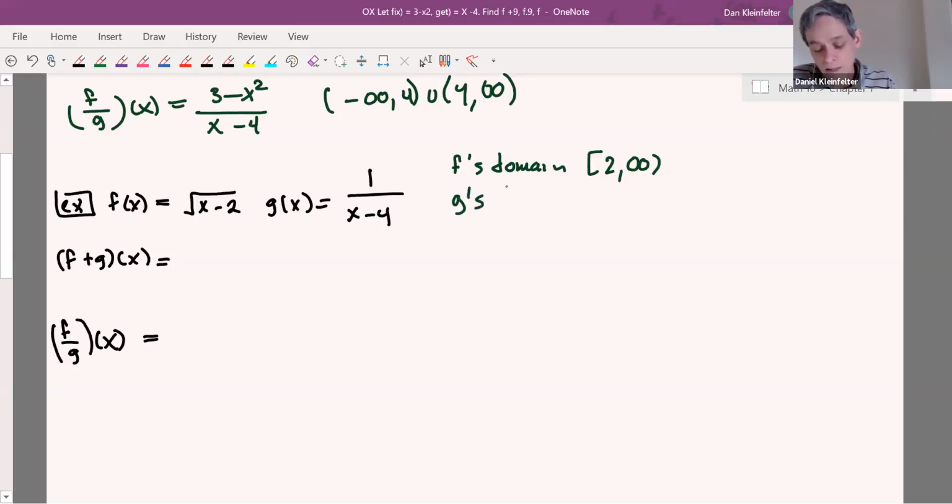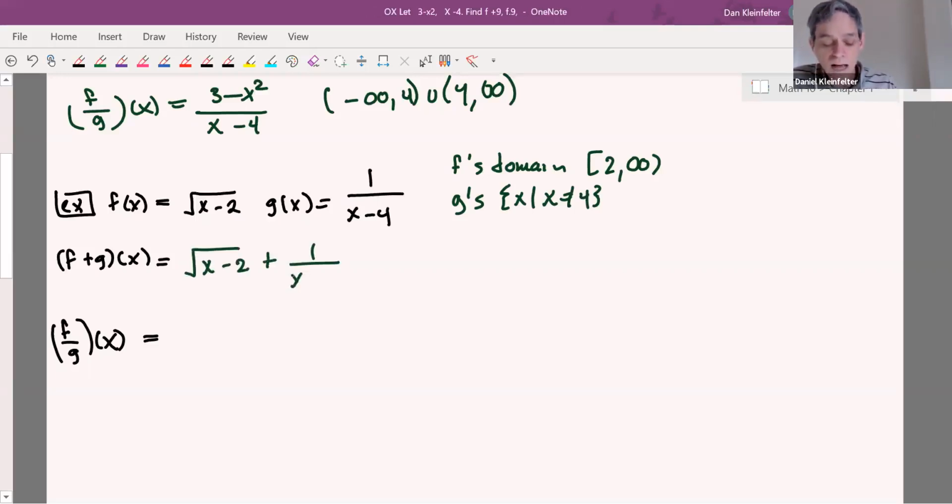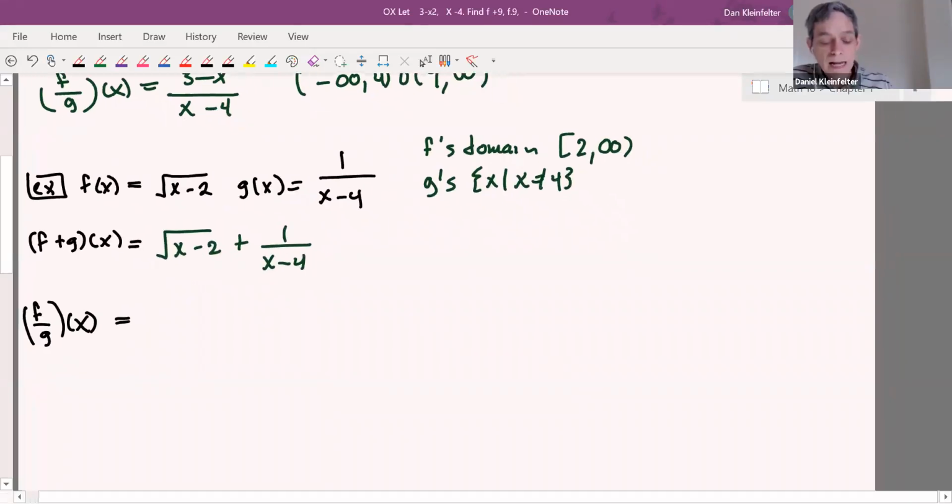So it will be, let me use set builder notation this time because it's a little bit shorter to write. So the set of all x such that x is not 4. For the sum, we'll have, just as you would expect, the square root of x minus 2 plus 1 over x minus 4. And then we're going to have to think about the domain for that. So f required x to be at least 2.